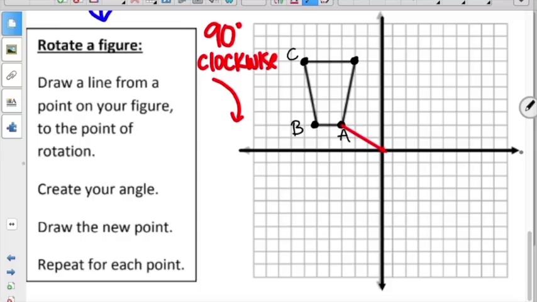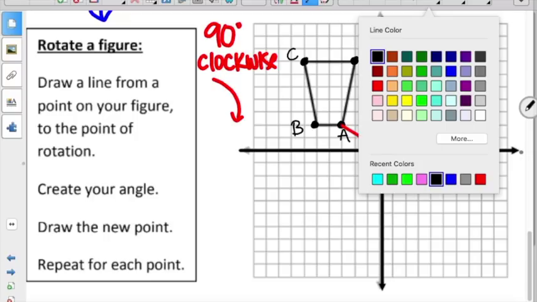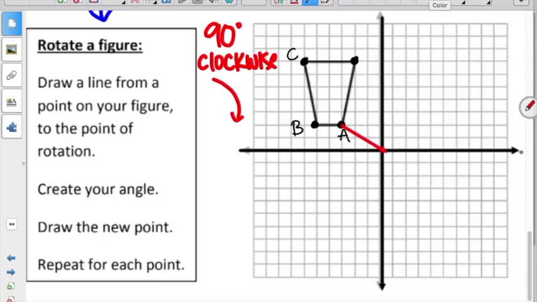We're going to draw a line from point B to the origin. And we're going to create a 90-degree angle. And we're going to make that line the same length. And we can see where B prime is going to go.